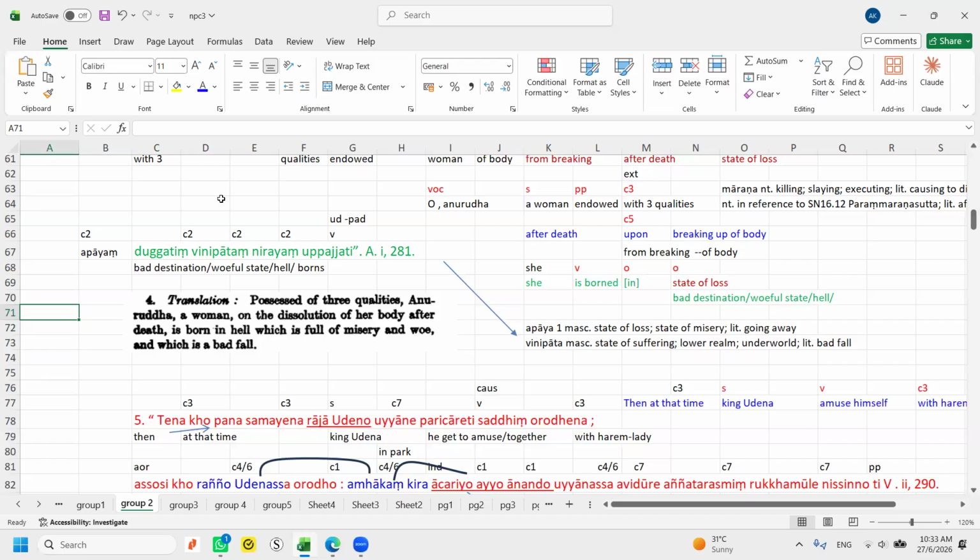So deeds result in what we call punya. Either you do good merit, you do a good action, kusala dhamma, this good action results in kusala, which is punya. If it's akusala karma, it will result in apunya, that means it becomes demerit.